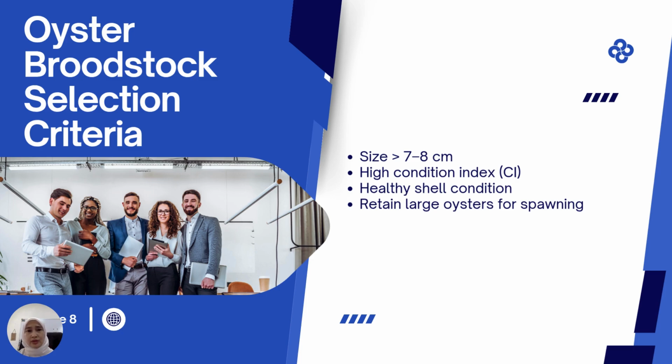And for the oyster, to be selected for broodstock, the size should be around 7 to 8 centimeters, and they should have a high condition index, which means that the shell size is big and the shell condition is healthy, and this large oyster will be used for spawning purposes.